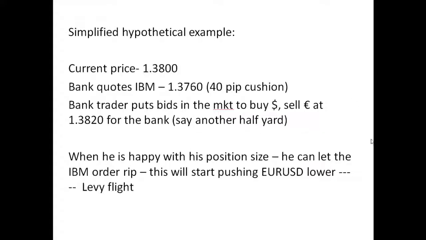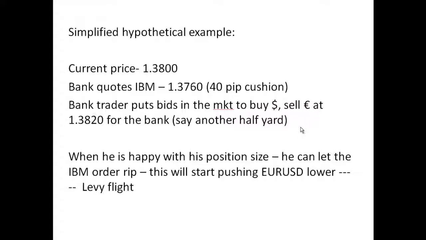So the bank trader wants to get filled on his own position up there, which is, say, half a yard, 500 million. And he also wants to get filled in preparation for the IBM order up there as well. And then when he's happy with his position size, when he's got what he wanted, then he can let the IBM order rip into the market, and this will start pushing euro dollar lower. And this is where you see the market go from a pretty quiet phase to suddenly start making big moves.